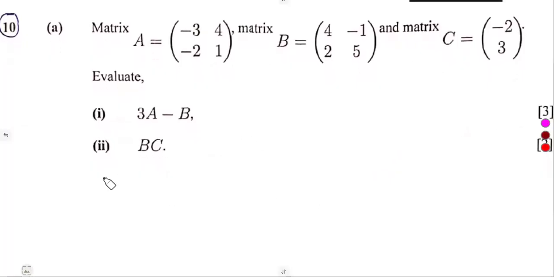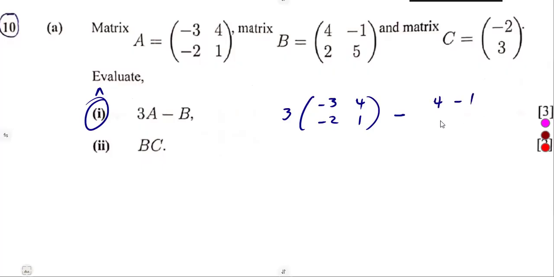type of questions. Okay, anyways, that was matrix A, B, and C. Then we are given to evaluate item 1, 3A minus B. So that was a direct question, guys. 3 into matrix A. You take your matrix as it is, minus 3, minus 2, 4, 1, minus the B as it is. So that is it.